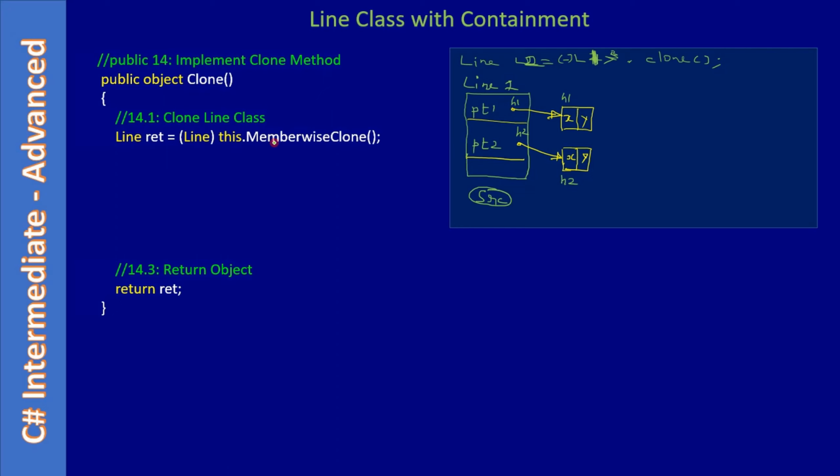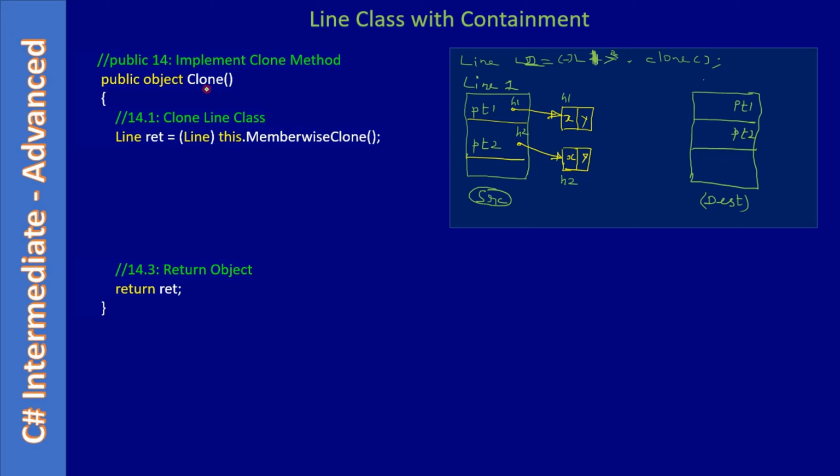And here we are calling member-wise clone. So we know what this member-wise clone will do. The member-wise clone will create a new instance. That's the first duty of source. That means here we will be getting an object of type line in the destination. This will have 2 compartments, PT1 and PT2.